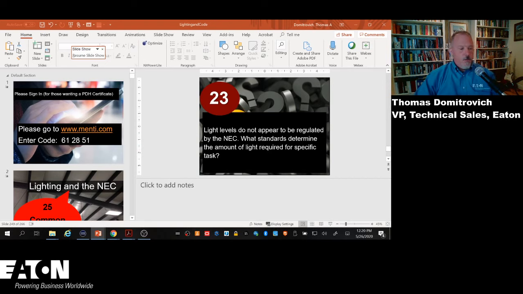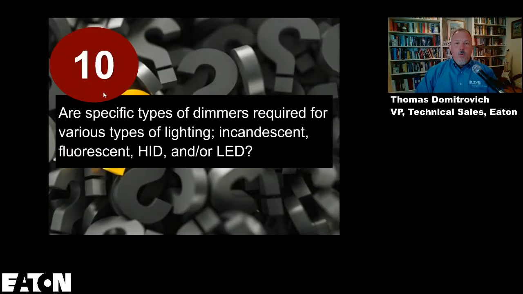So we are going to move on to question 10. All right, question number 10. I believe we're on question number 10. Are specific types of dimmers required? Minimize that. I need to see what I'm seeing. Bear with me. There we go. Are specific types of dimmers required for various types of lighting? Incandescent, fluorescent, HID, and or LED.